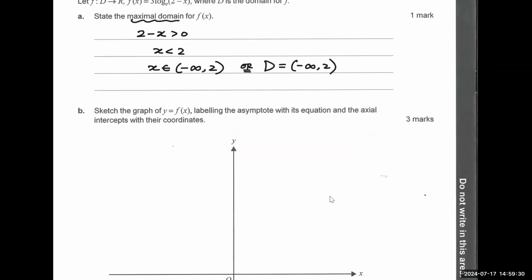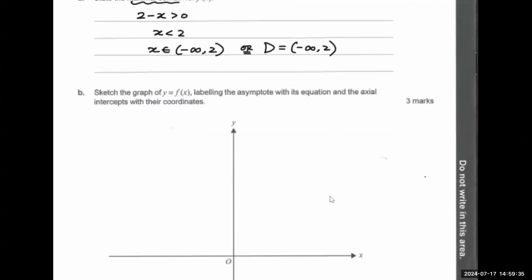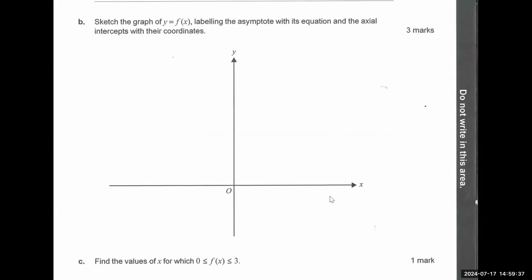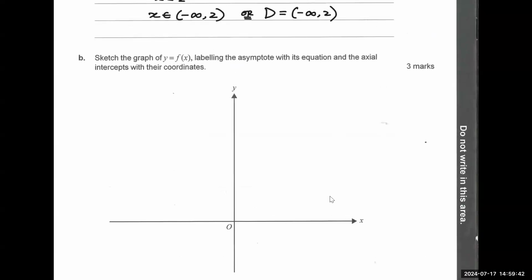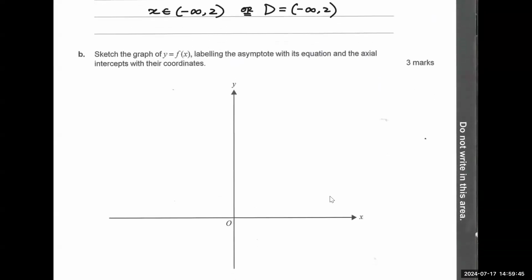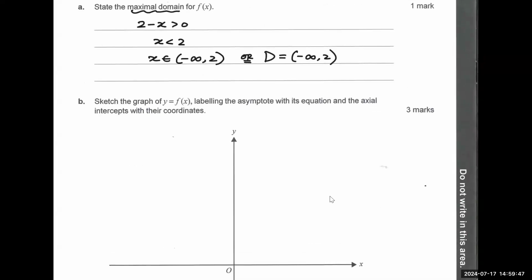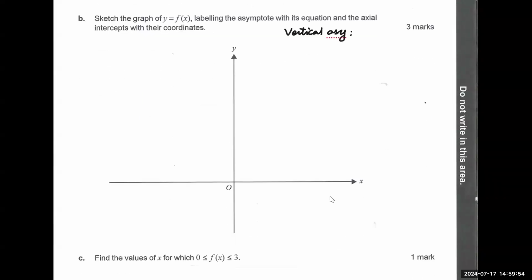Sketch the graph of y equals f of x, labeling the asymptote with its equation and the axial intercepts with their coordinates. Interestingly, the exam writer did not provide any grids, so you need to make a judgment yourself. For example, the vertical asymptote must be x equals 2. So let's say if this is 1, this is 2. I'll just rule out a vertical line here and specify x equals 2.